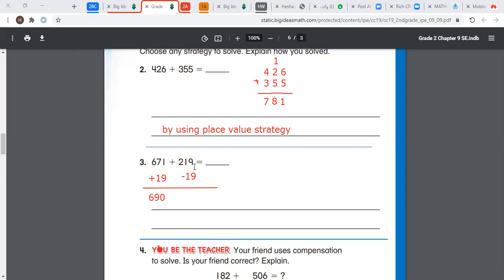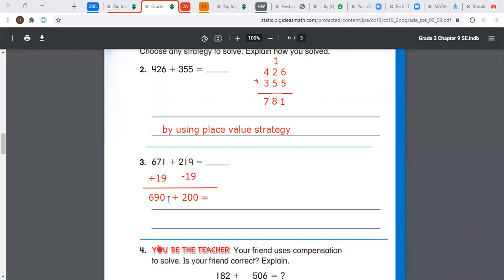Now, 219 minus 19 equals what? 219 minus 19. 200 minus 9 equals 200. 219 equals 200. Now we have 690 plus 200, yes, equals what?